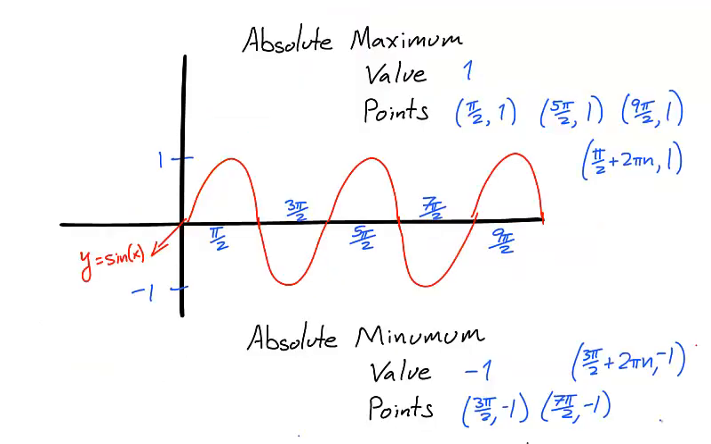Take for instance the sine curve. The amplitude is 1, so the absolute maximum value is 1. No attained y value is higher than it, but the x values pi halves, 5 pi halves, 9 pi halves, and in general pi halves plus 2 pi n all attain the y value 1. In the same way, the absolute minimum value is negative 1, and the x values 3 pi halves plus 2 pi n all attain that y value.